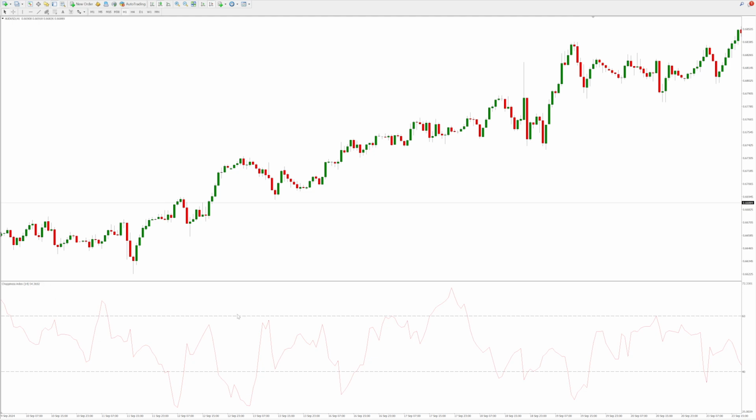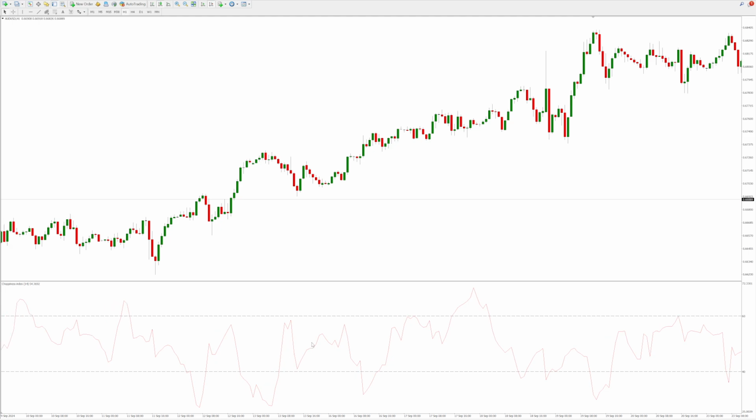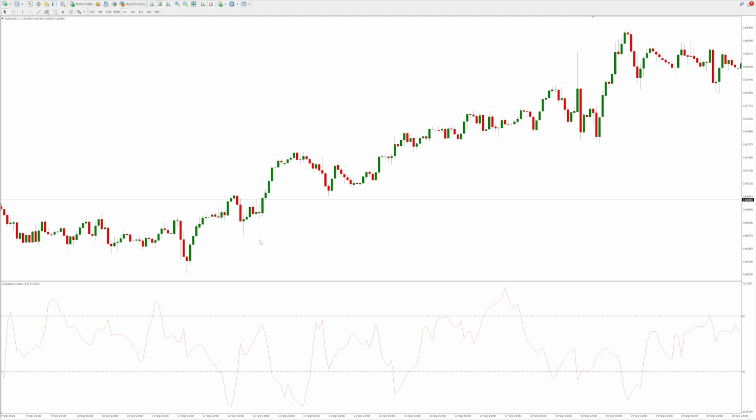So back to the Choppiness Index indicator. Here it is here. Basically what this indicator will show you, or attempt to show you, is whether we are in a range, consolidating or choppy market. So it's called the Choppiness Index, but basically it is referring to a range in markets, or if we are in a trending market.